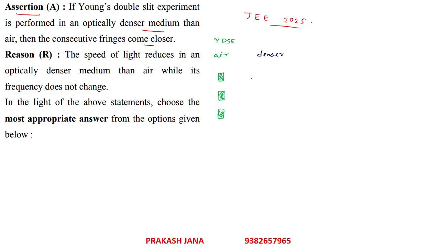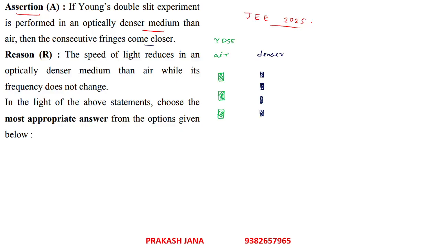Then the fringes will look like this, according to the question: the fringe width will decrease. Correct, the fringe width will decrease. So this will look like the widths are decreased and the consecutive fringes come closer.